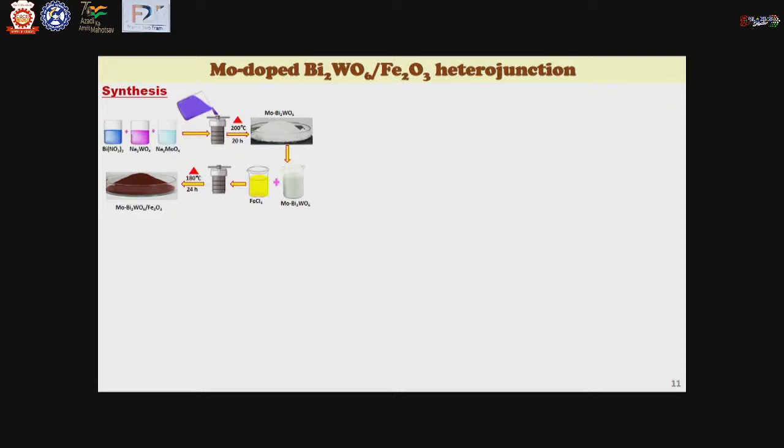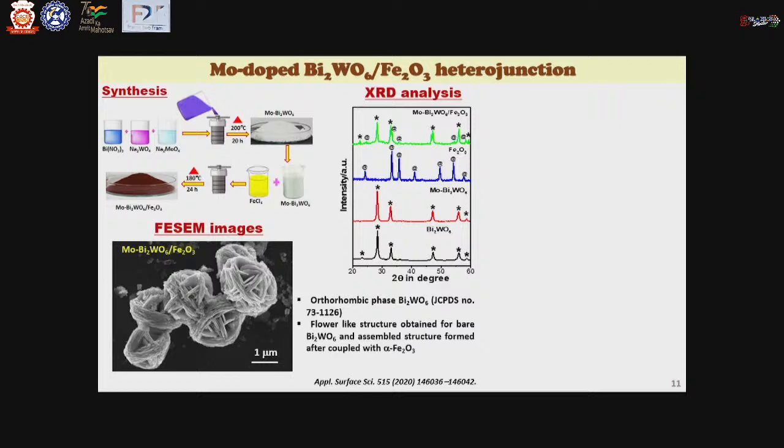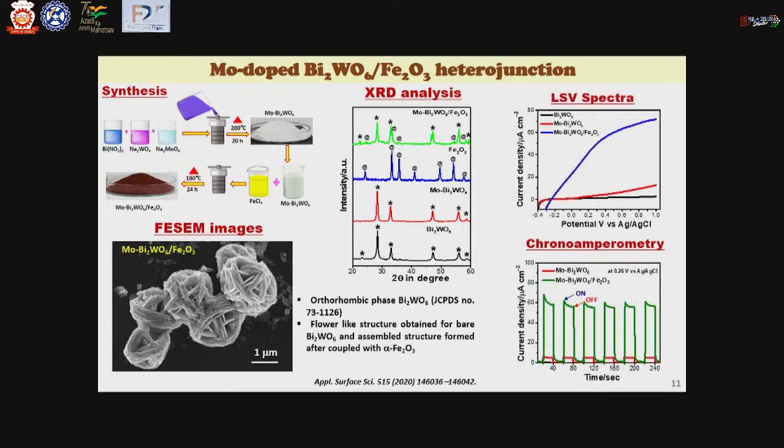Here also we followed the hydrothermal method, and this is the morphology; an assembled kind of structure has been formed. We also confirmed the heterojunction formation through XRD analysis, and as expected, here we got 8 times higher photocurrent density compared to the bismuth tungsten oxide and molybdenum-doped tungsten oxide, and a similar kind of result has been obtained in chronoamperometry.